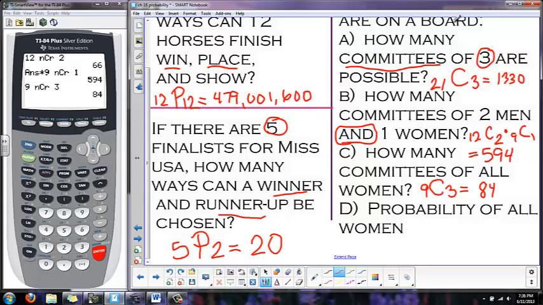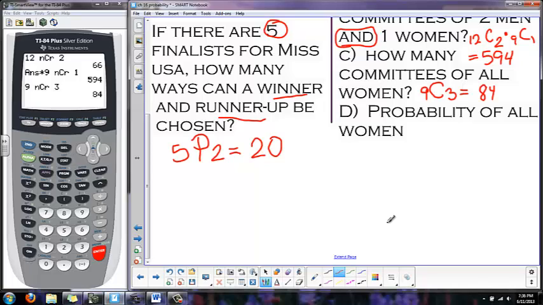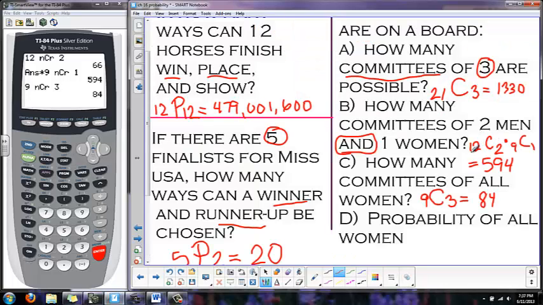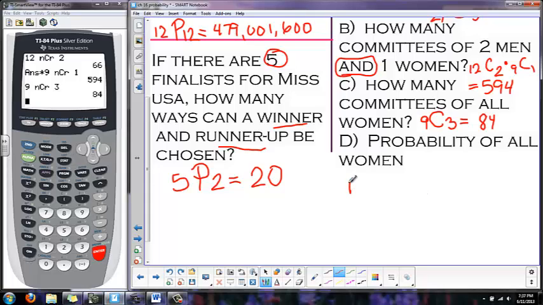You see how this first question said, how many committees of just 3 people are there? It was just saying 3, so that was 21 choose 3, 1,330. That is the total number of possibilities that we have for a committee. So that's when you don't really even care who it is. You're just going to do 21 choose 3. But if we're looking for probability you always do the part over the whole.